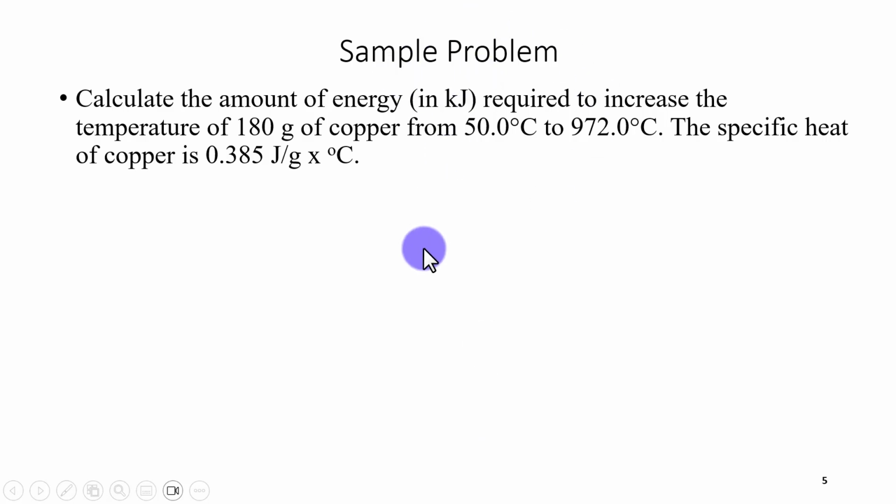Here is a sample problem that is very similar to the one we just did. Calculate the amount of energy in kilojoules required to increase the temperature of 180 grams of copper from 50 degrees to 972 degrees Celsius. The specific heat of copper is this. Note that this is multiplied, right? Joules is divided by both grams and degrees Celsius, but grams and degrees are multiplied together. Okay, just follow along like we did in the previous example problem that I showed you, and this is no different.